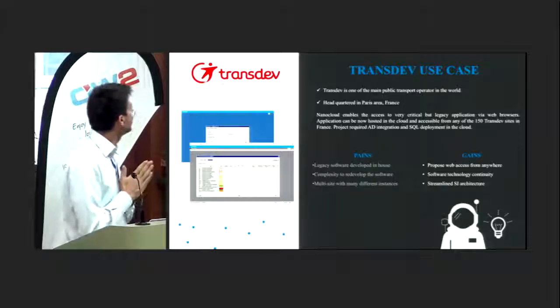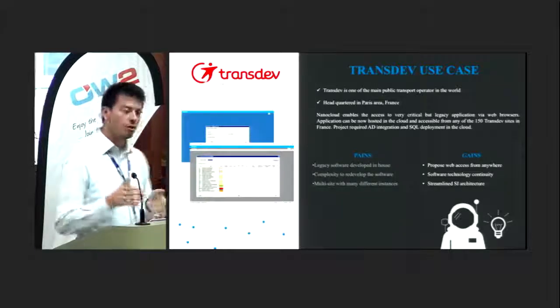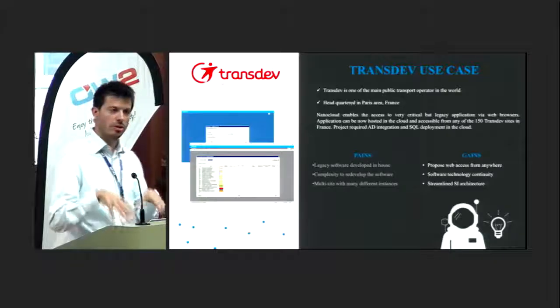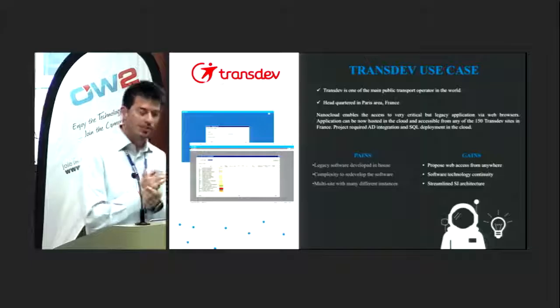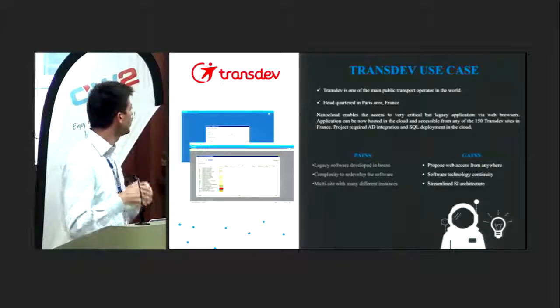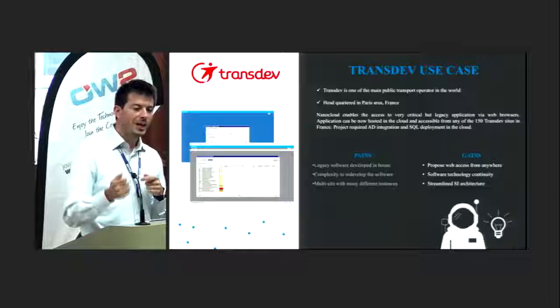Another use case is Transdev. Transdev is also French, as NanoCloud operates only in France right now. They have a lot of legacy applications available only on Windows, and it was very complex for them to deploy and maintain. They have patches to apply, and they had to go to all end-user laptops to apply them. So they benefit from going to the cloud internally, to reduce the maintenance of their applications.